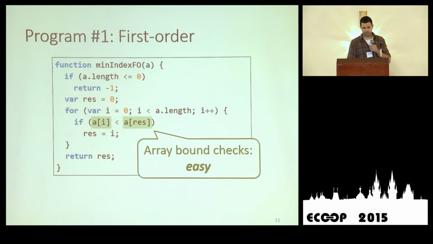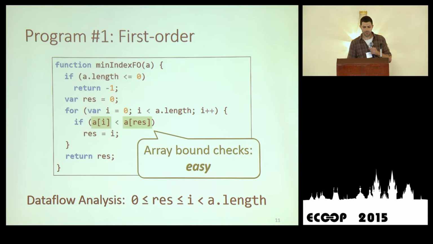So, back to our original goal. Checking array bounds in this example is easy, we claim, because we can use a data flow analysis to establish an ordering on the values that res, i and the length of the array take. And so we can prove our target very easily.